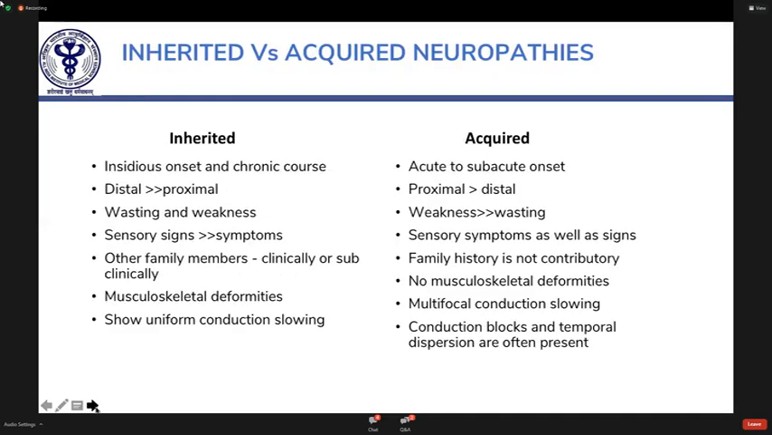The summary of how to differentiate between inherited and acquired: an insidious and chronic course in inherited, an acute or subacute onset in acquired, though sometimes you will get a chronic onset also. Distal more than proximal in inherited; in acquired, depending upon the condition, you can get both, proximal more than distal or distal more than proximal. Wasting is more prominent in inherited, while weakness is more than wasting in an acquired condition. Sensory signs are more than symptoms in inherited, while sensory symptoms and signs are more equally present, or symptoms more than signs, in acquired. Obviously, family history is positive in inherited disorders, and musculoskeletal deformities are there. Electrophysiologically, uniform conduction slowing is seen in inherited, whereas conduction block and temporal dispersion are usually present in acquired polyneuropathy.